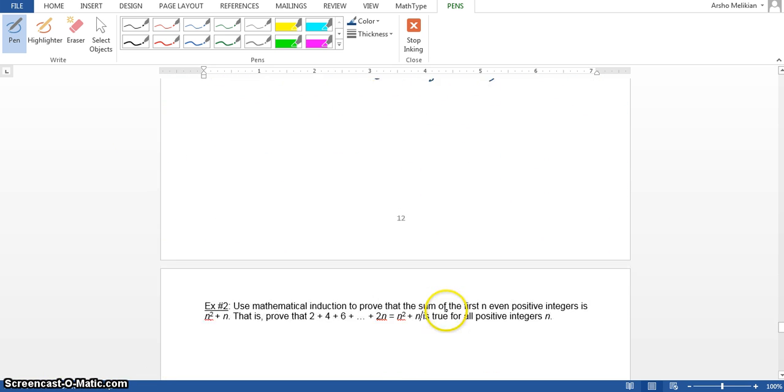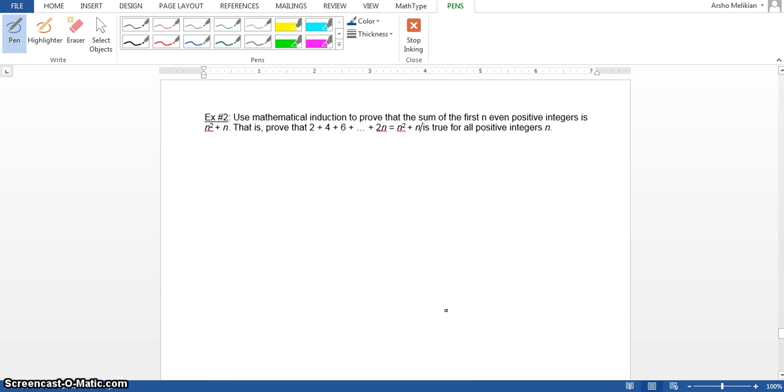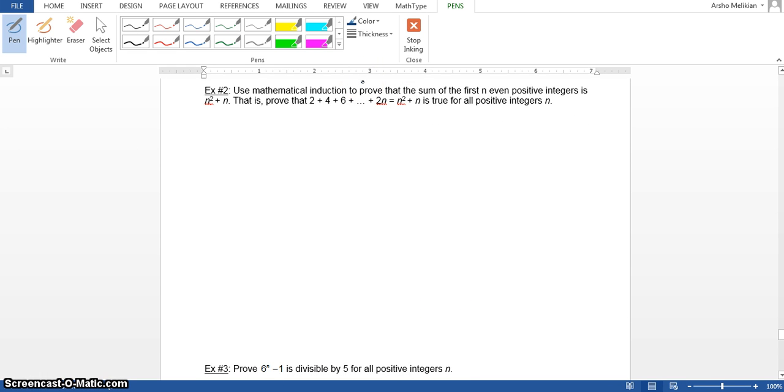Okay, now we're going to move on to example 2. And remember that there was a typo here and there was a typo in the first problem that we fixed. So those who didn't, make sure you fix it. Okay, here it's saying pretty much the same thing. First we proved the conjecture for the first odd numbers. Now we have to prove that the sum of the first even positive integers is n squared plus n.